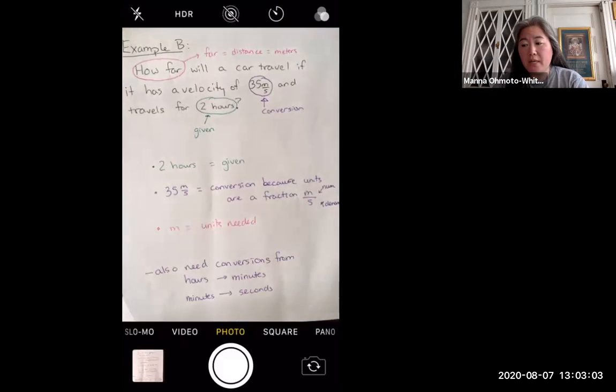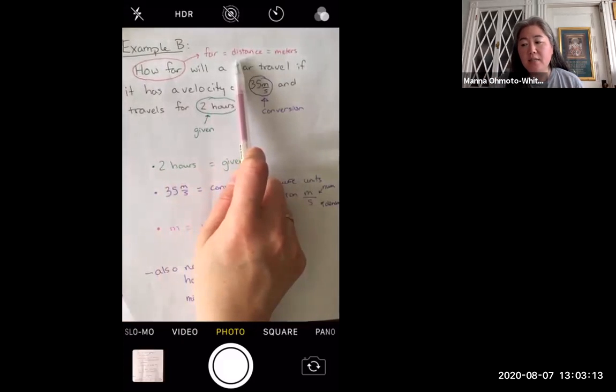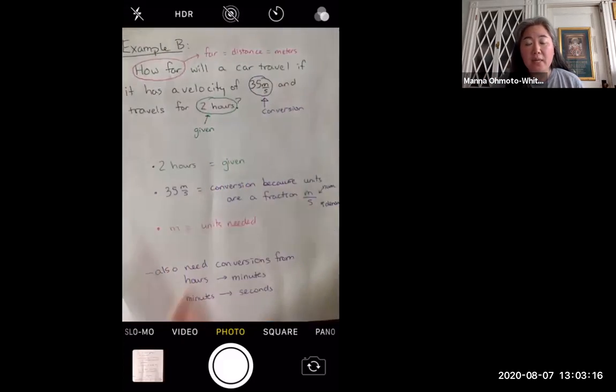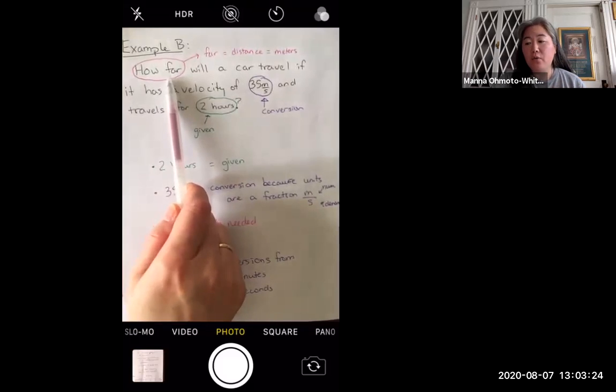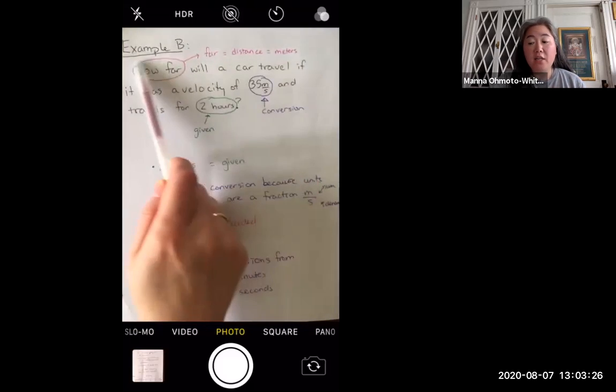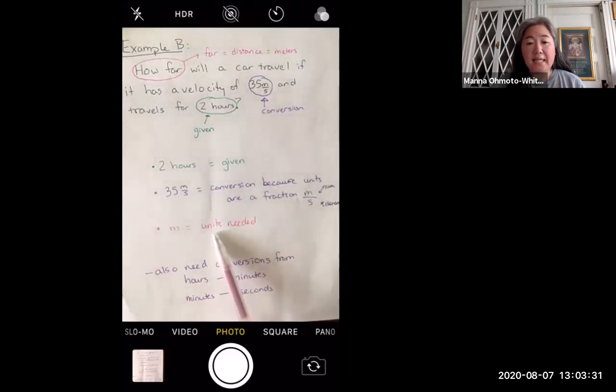So part of it depends on these words that we often say that have this meaning for a unit. So how far? Far is distance, and distance means that I'm looking for meters. So even though I didn't ask the question, how many meters will the car travel, the words how far are standing in for the units of meters. There is no number given, so those are the units that I need.